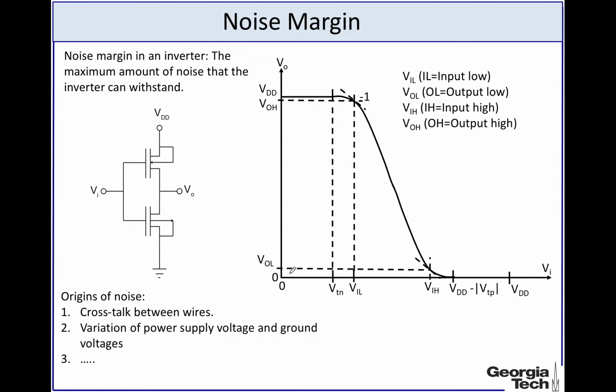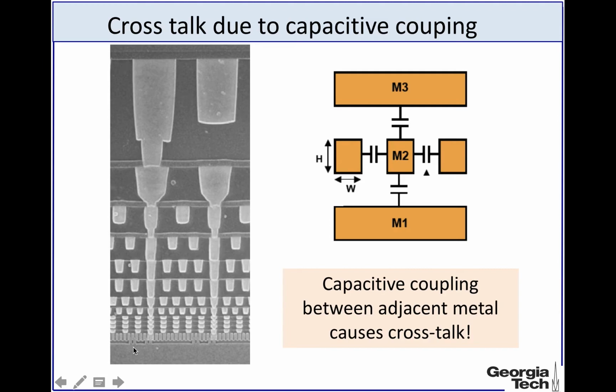There are many origins of noise in a logic circuit, so we will consider only two of them. The first one is what we call the crosstalk between the wires, and secondly the variation in the power supply voltage and the ground voltage due to the resistance and the inductance of the wires. All right. So now first the crosstalk.